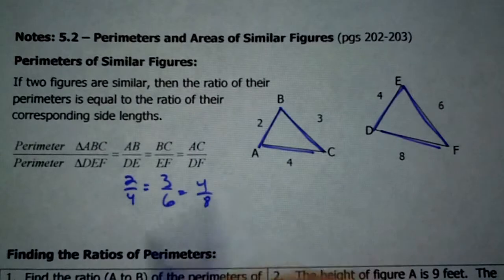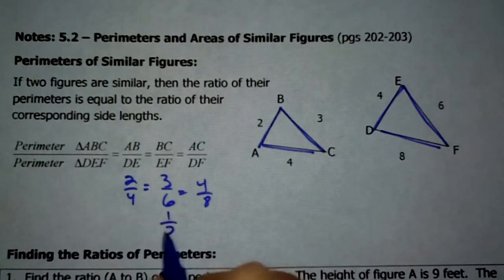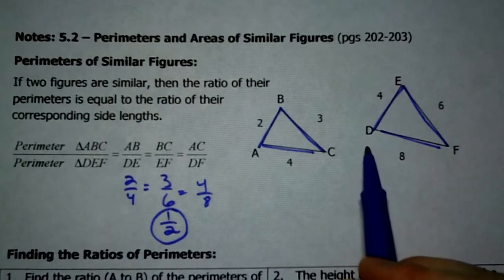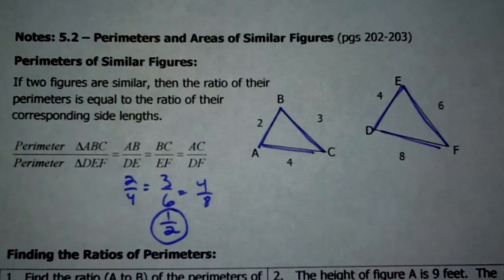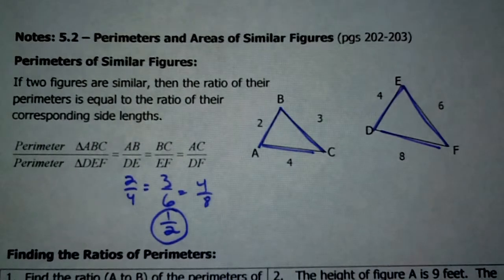Or if you divided them, every single one, you would get 0.5, right? So I know that the ratio of the corresponding sides is 1 to 2. That means that the ratio of their perimeters is also 1 to 2. So the ratio of their perimeters is the same as the ratio of the corresponding sides.